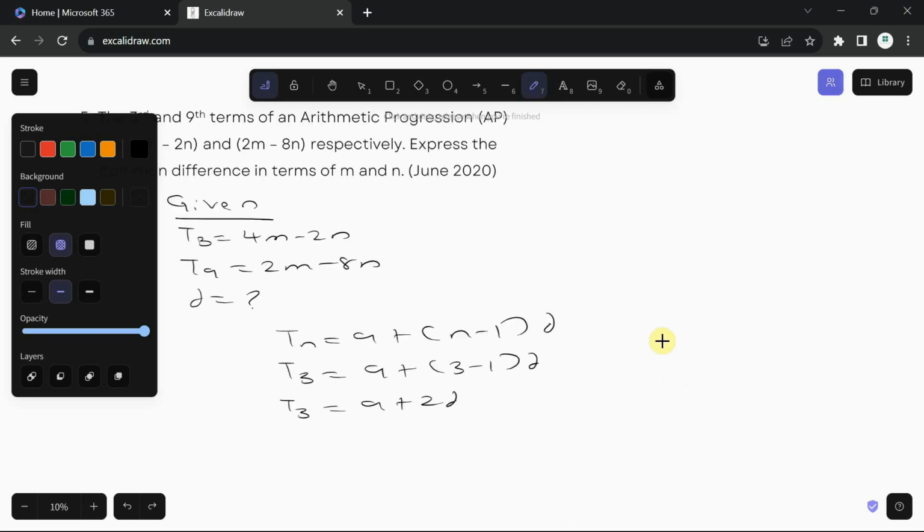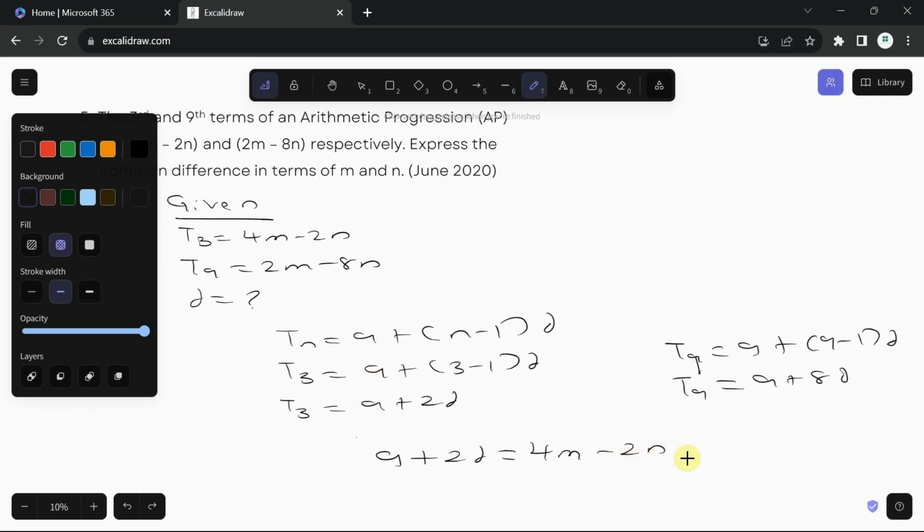Also, we know that the ninth term, t9, will be equal to a plus 9 minus 1 d, which is like saying a plus 8d. So we know this t9 and we know this guy. So let's substitute. We're given t3 to be 4m minus 2n. Our t3 is a plus 2d, and that value is equal to 4m minus 2n.